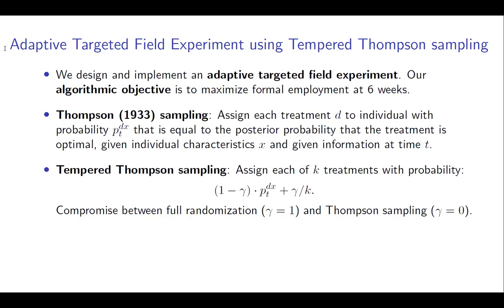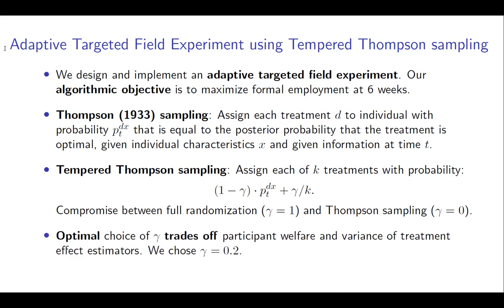To assign treatment, we use a modified version of the famous Thompson sampling algorithm, which we refer to as the tempered Thompson sampling approach. What that means in our context is that each individual has a 20% probability of being assigned with equal mass to one of the 4 treatments, and an 80% probability of being assigned according to the outcome of the Thompson algorithm.